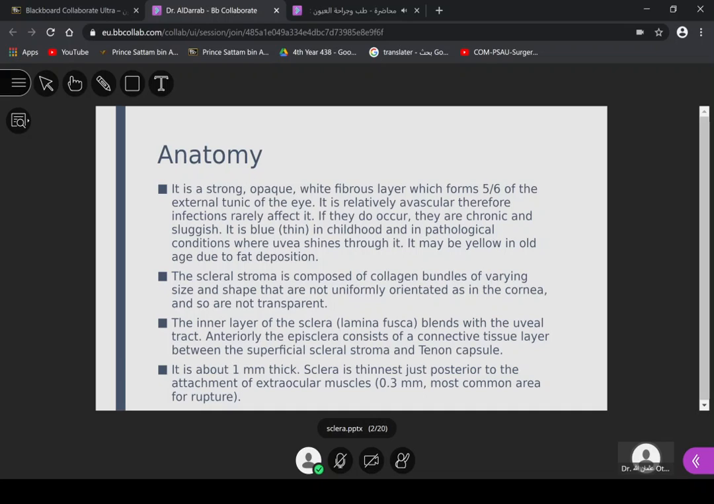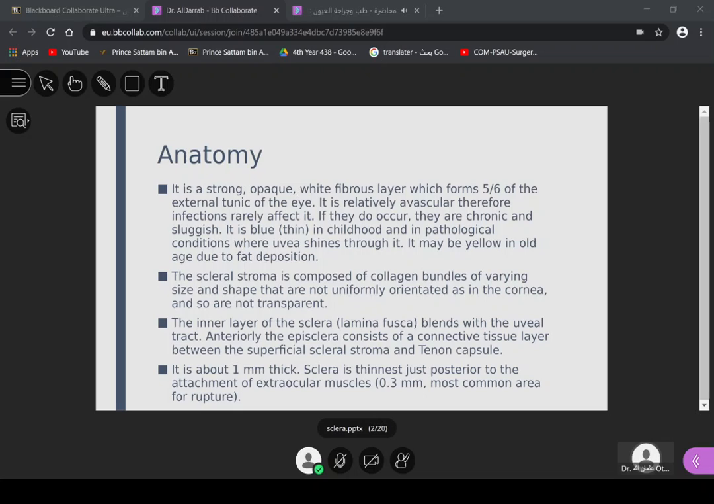The inner layer of the sclera, lamina fusca, blends with the uveal tract. Anteriorly, the episclera consists of a connective tissue layer between the superficial sclerostroma and Tenon capsule. This is very important now. It's around 1 millimeter thick.